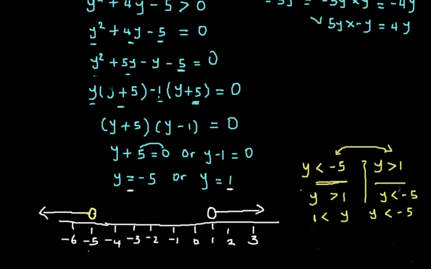Does this make sense? So we combine these two inequalities. We are going to be having 1 is less than y, less than minus 5. And this here is our answer. I hope you understand.